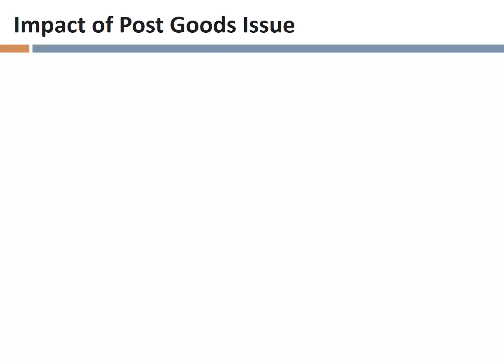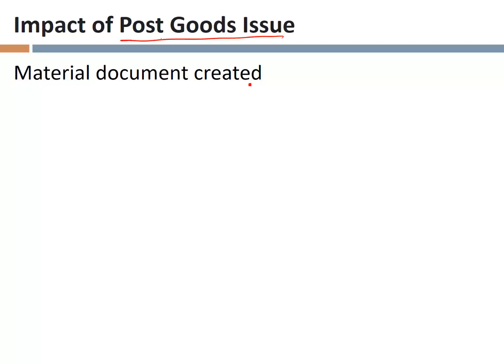All right, so very, very important next slide here. The impact of post-goods issue. Well, first of all, what is post-goods issue? Let's start with that. Post-goods issue is when we formally relinquish ownership. So remember we talked previously about our Incoterms, FOB shipping point, FOB destination, and all of those different things that specify what time horizon is going to be used for that.